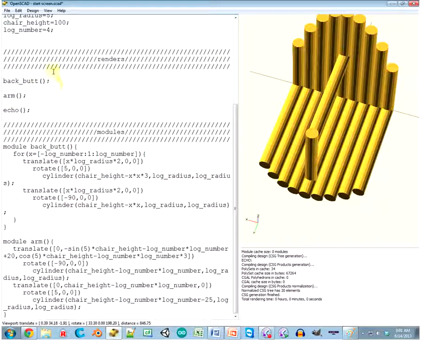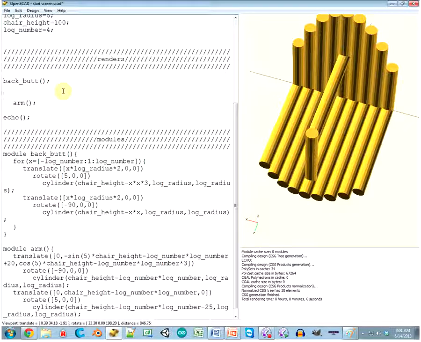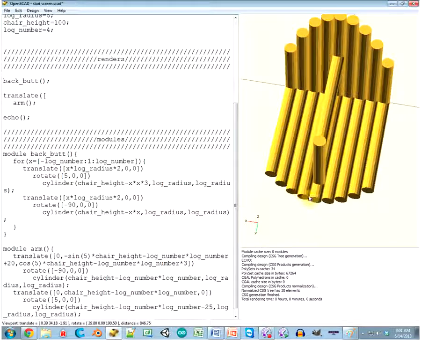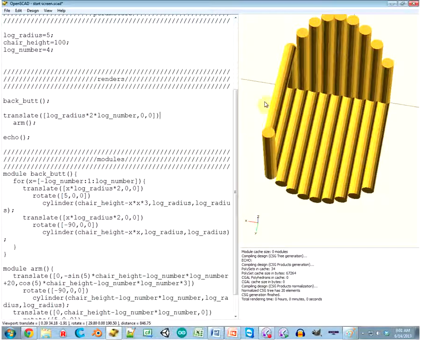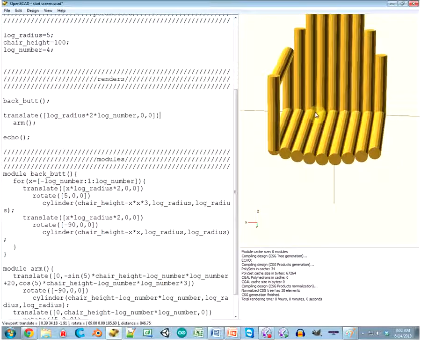Cool. Now we need to translate a module arm. And another... Whoa. What happened? What's going on here? Okay, there it is. Translate by log radius times 2 times log number? I think so. Copy log radius times 2 times log number. Times 2 times log number. Whee! This is so exciting! And another 0, and a 0, and a 0. Oh, hey, look, it's pretty and in the perfect spot and everything.